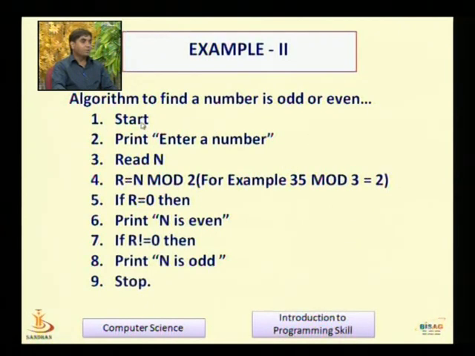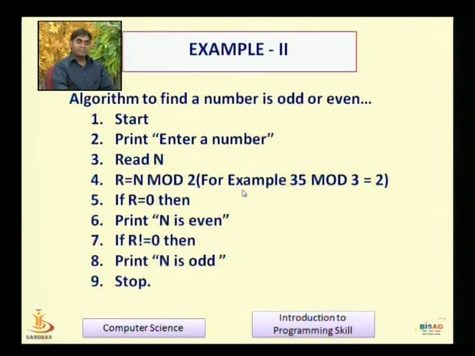Any algorithm can start with a start statement and end with a stop statement. Here we enter the number, read the number, getting the value from the user. Okay, if the value of the number is taken, we compute n mod 2. Here, what happens is the number mod 2, and the resultant value should be available over here.